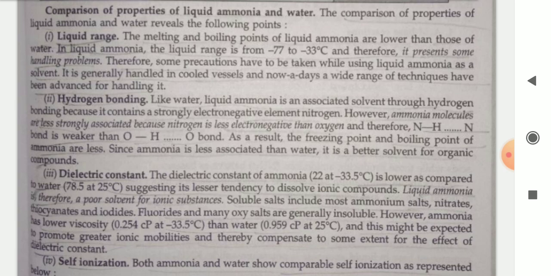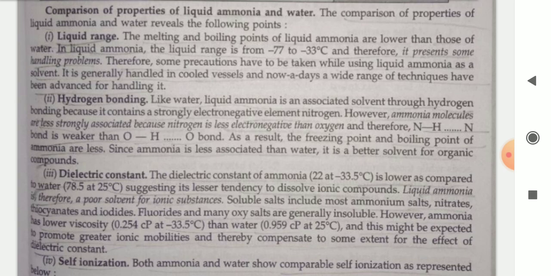First, liquid range. The melting and boiling points of liquid ammonia are lower than those of water. In the case of ammonia, the liquid range is from -77 to -33 degrees Celsius, and therefore it presents some handling problems. Therefore, some precautions have to be taken while using liquid ammonia as a solvent. It is generally handled in cooled vessels, and nowadays a wide range of techniques have been advanced for handling it.